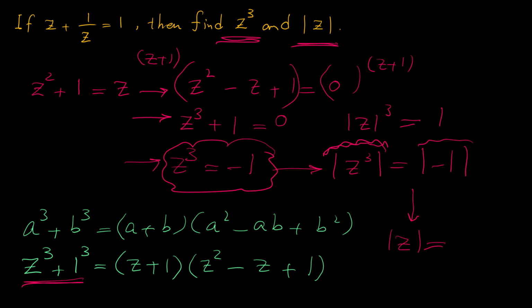Attention, absolute of z is not imaginary number, is not a complex number. It's just a real number. Absolute of any complex number is the distance of that complex number from the origin. It shows just a positive number, greater than or equal to 0. So absolute of z to the 3 is 1. So what is absolute of z? By taking cube root from both sides, absolute of z is 1. Now we know what is z to the 3 and we know what is absolute of z.